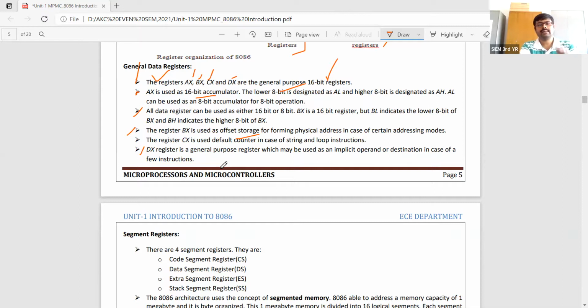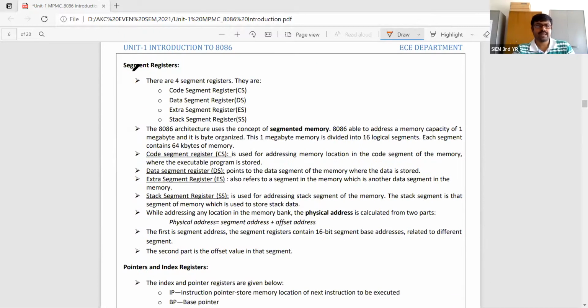And the last point is the DX register, a general purpose register which may be used as an implicit operand or destination in case of a few instructions. So the DX register is a general purpose register which may be used as an implicit operand or destination in case of a few instructions. These are the tasks.